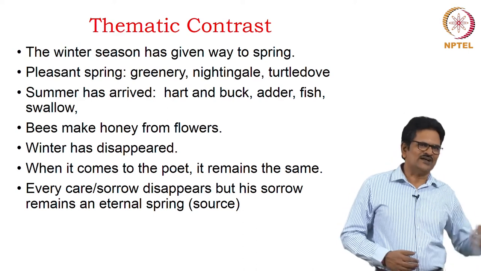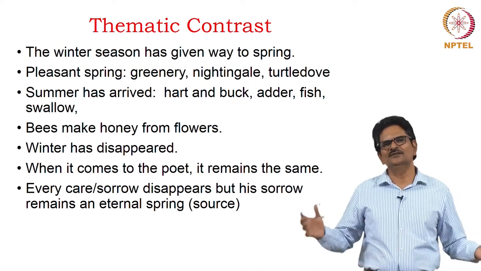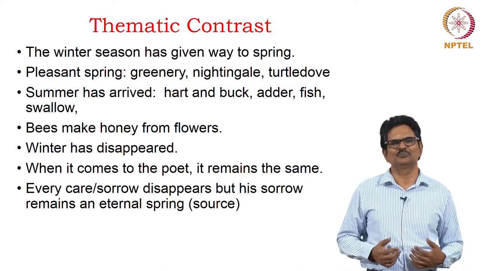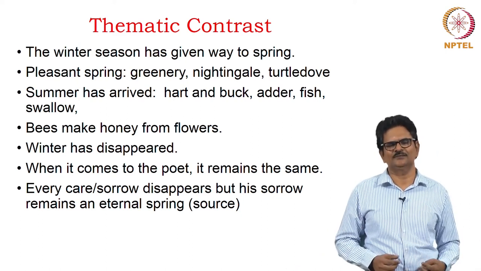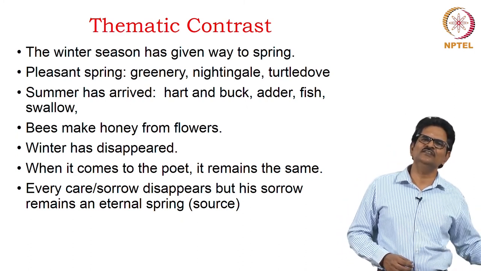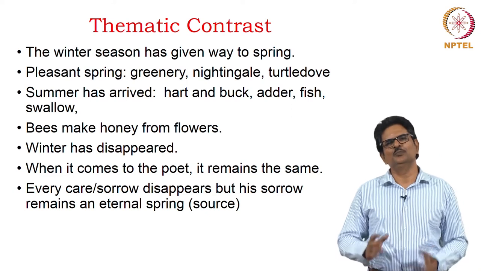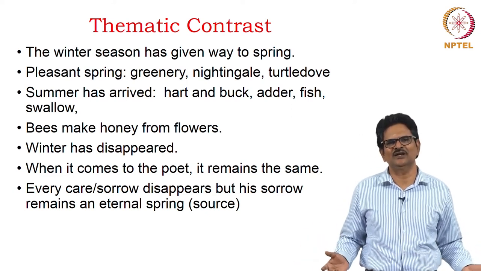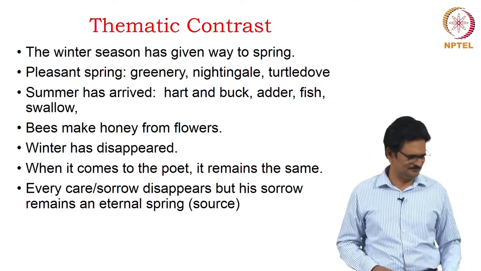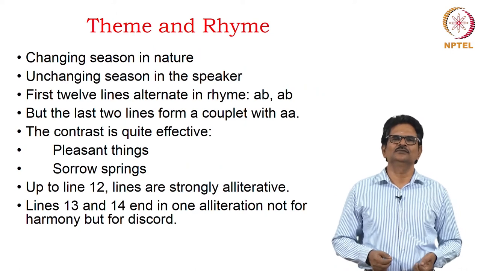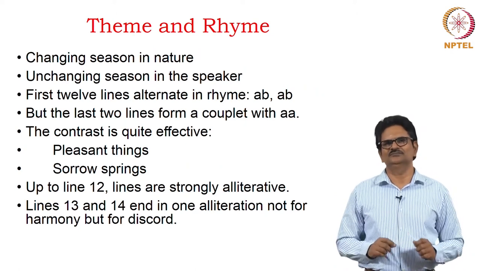But when it comes to the poet, the season remains the same. He has his sorrow, all cares he has. He says every care, every sorrow, every suffering disappears, but the poet's own sorrow remains as an eternal spring or source of suffering. Now, let's examine the theme and the rhyme.